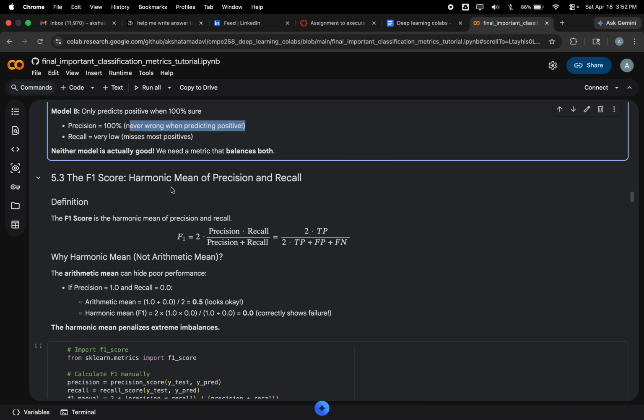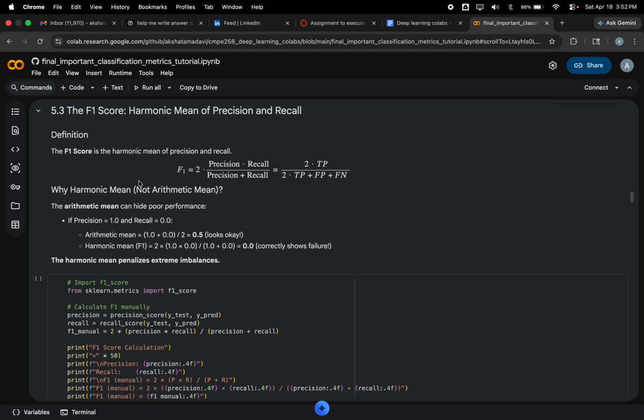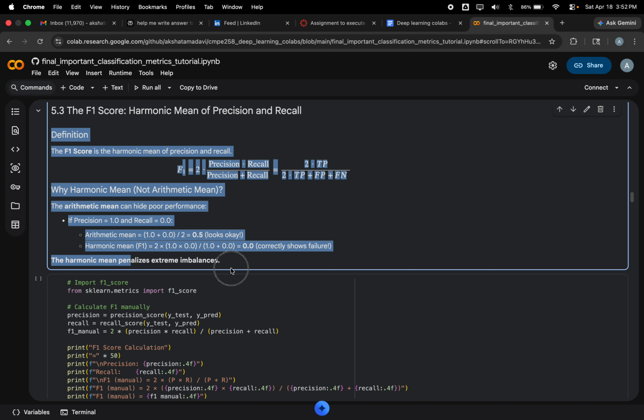So that's when the F1 score comes into the picture. F1 is the harmonic mean of precision and recall. So the formula goes like this: 2 multiplied by precision multiplied by recall, divided by the addition of both. Why harmonic and not arithmetic? Arithmetic mean can hide poor performance. If precision is 1 and recall is 0, arithmetic mean is just 1 divided by 2, which is 0.5, and it looks okay. Harmonic mean, on the other hand, is 0. It correctly shows the failure. So that is why the harmonic mean penalizes extreme imbalances.